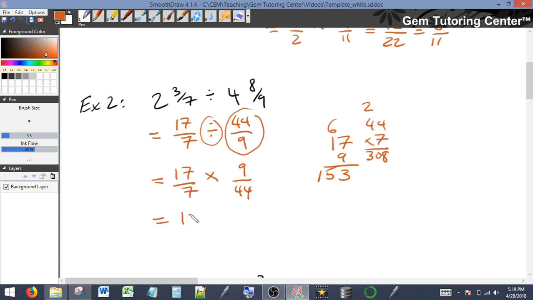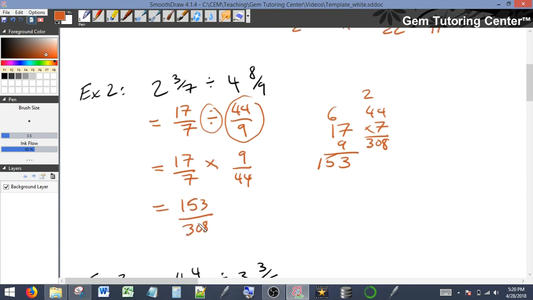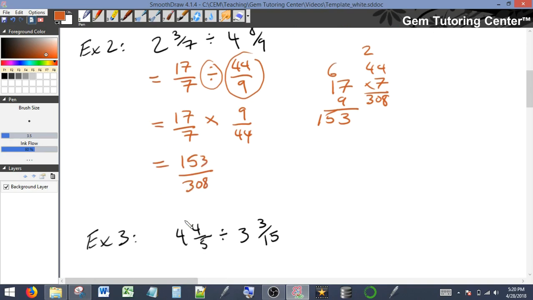So we get 153/308. That's not something that we can easily simplify. If it was 306, it would be half, because 153 times 2 is 306. But it's 308, so we can't actually make a division here.